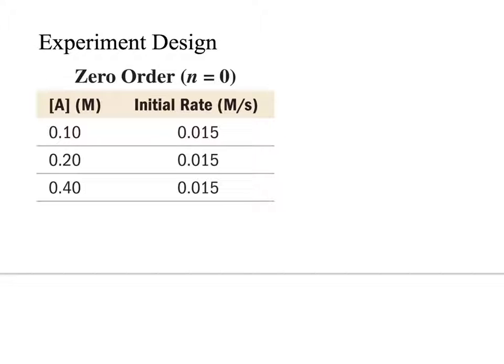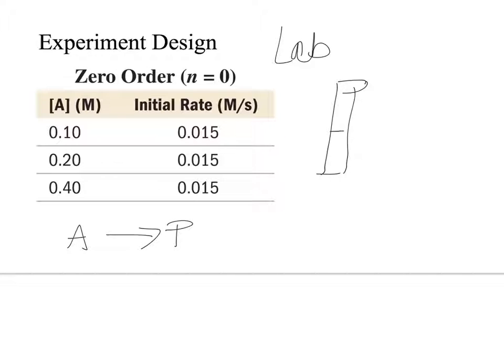Let's talk for just a minute about how you would do this sort of experiment in lab. And you guys are going to do this at some point this semester. So let's say I have a test tube, and I'm going to put my reactants in there. Let's say I've got one component. That's how it's written here. A goes to product. Let me see if I can redraw that and make it look a little bit better.